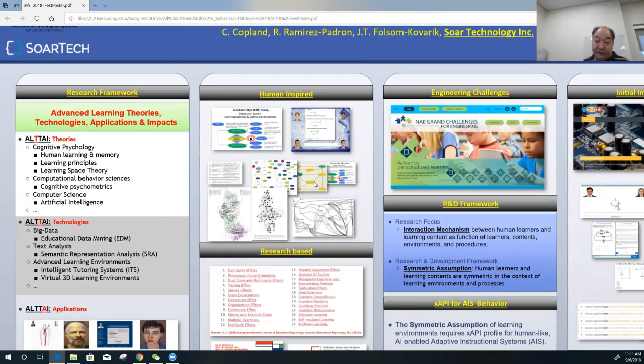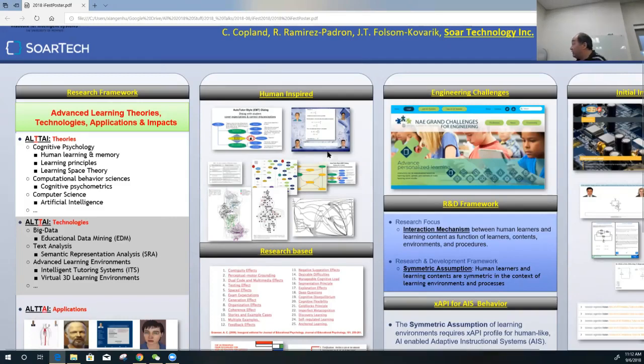From the way we created the tutor, we claim that our tutor is human inspired because we mimic how expert tutors and also how ordinary tutors work, like a senior student tutoring a freshman. They're not necessarily experts, but they are tutoring and very efficient, effective. So we use those as inspiration for the production of our tutoring system.